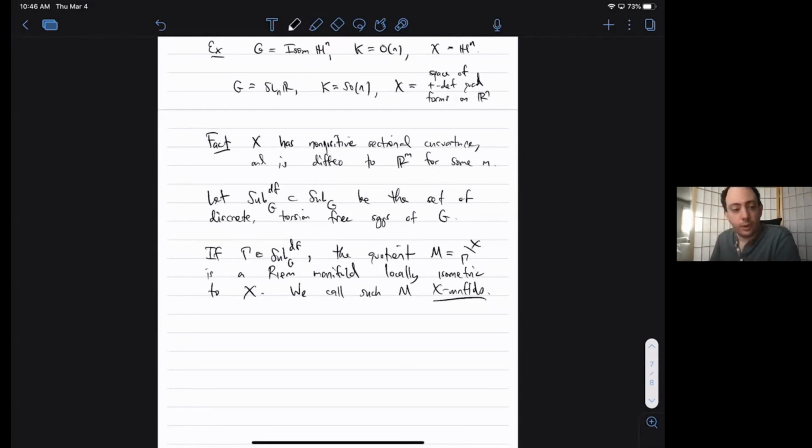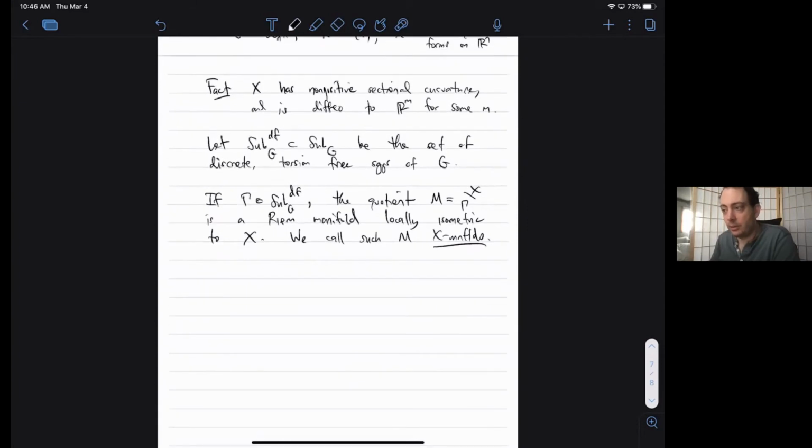Okay, so I'm making a class of manifolds by taking this fixed symmetric space, like for instance hyperbolic space, and then quotienting out by the action of discrete torsion-free subgroups. So, e.g., H^N manifolds are just hyperbolic N manifolds.